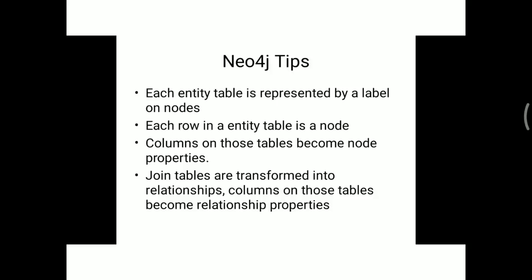And in Neo4j, what are the limitations and tips? Each entity table is represented by a label on the nodes. Every data is represented as labels or nodes. Each row in an entity table is a node. The columns on those tables become node properties. The join tables are transformed into relationships, and columns on those tables become relationship properties.